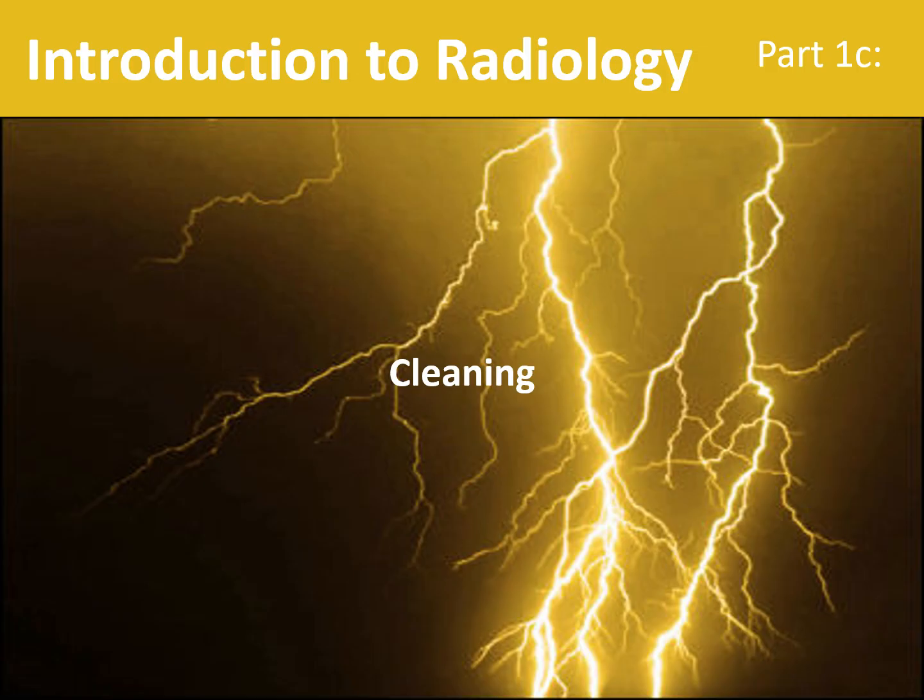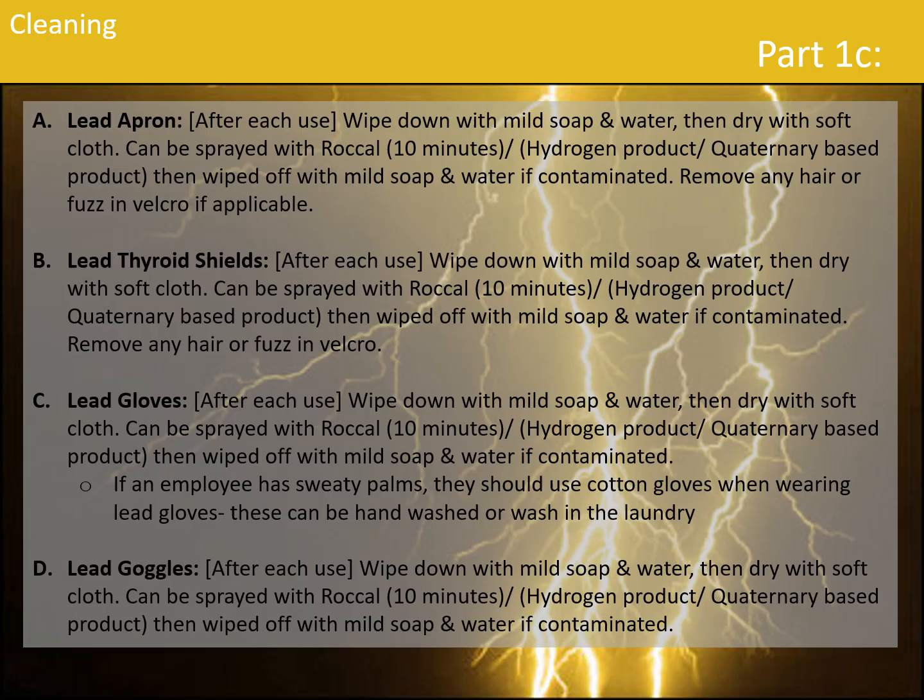Cleaning. Cleaning of the lead apron, thyroid shields, lead gloves are going to be very similar to each other. After each use, you're going to wipe down with mild soap and water, then dry with a soft cloth. They can be sprayed with Rocal for 10 minutes, or a hydrogen product, or a quaternary-based product, then wiped off with mild soap and water if contaminated.